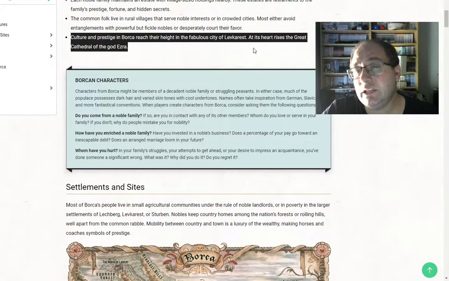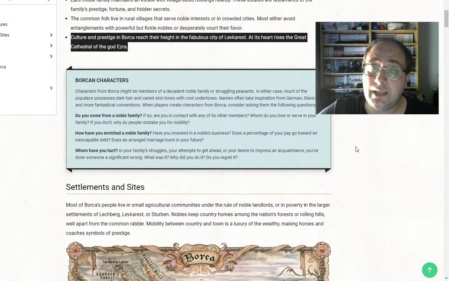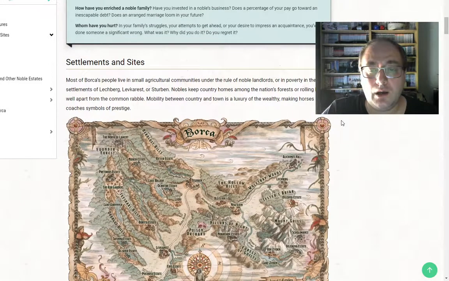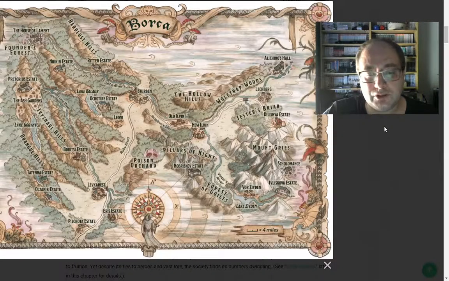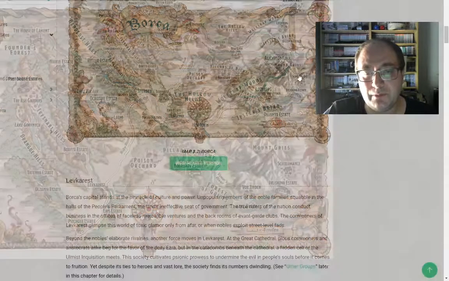Now, it isn't detailed very well in this book, but if you can find 3rd edition Ravenloft books, you can get more information about Borca there. Beautiful maps. In fact, I love the maps in this book. All the maps are just so evocative. I absolutely love all of them. Some of them could be a little bit more clear, or maybe have some sites labeled better, but that's a whole different topic.